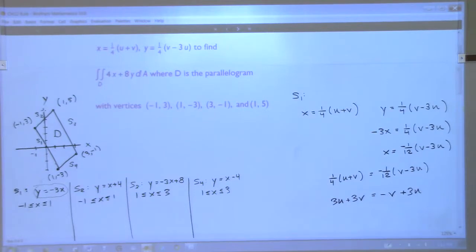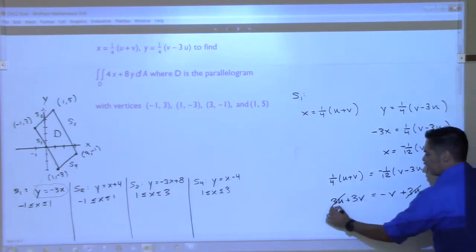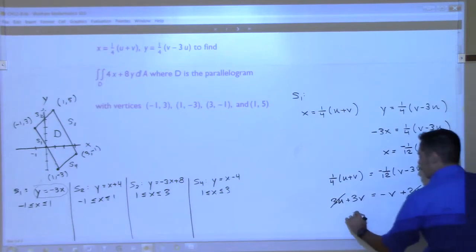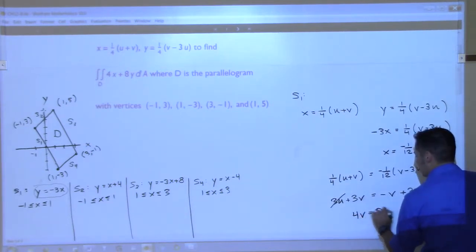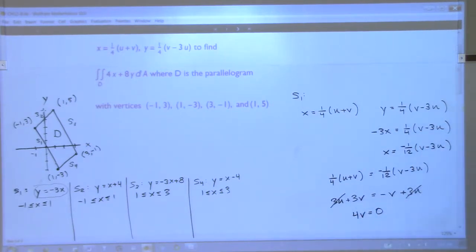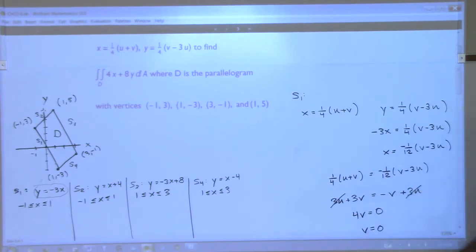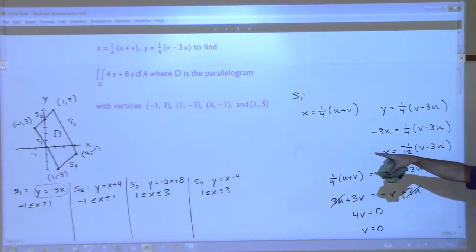Get that? Now, do you see what happens here? These u's cancel, and you get 3v equals negative v. So I'm going to move that v over, and you get 4v equals 0. And what's the only solution to that? V is 0, right? So v equals 0 is where that thing gets mapped over.